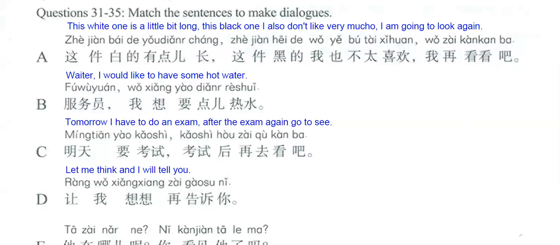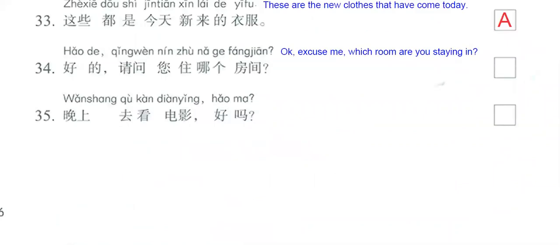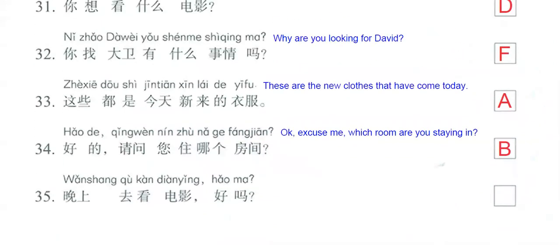So if we can imagine this context, somebody has called, in a hotel, of course, has called the receptionist and is asking for some hot water, okay? So the receptionist is saying, okay, which is your room, okay? So letter B. And the last one, 晚上去看电影好吗?